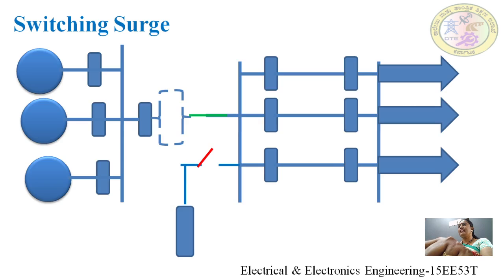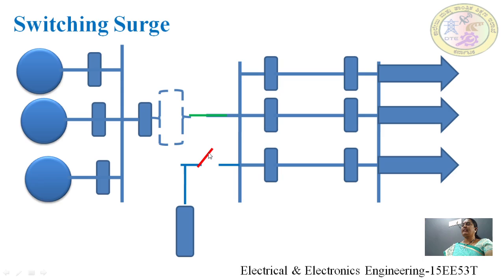Next, we will see a switching surge. This causes a fault. Consider the previous power system network, in which there is a reactor connected. This reactor is connected in order to limit the short circuit current. Because of this reactor, we may use a circuit breaker of a lower rating. Here, the reactor may be removed.